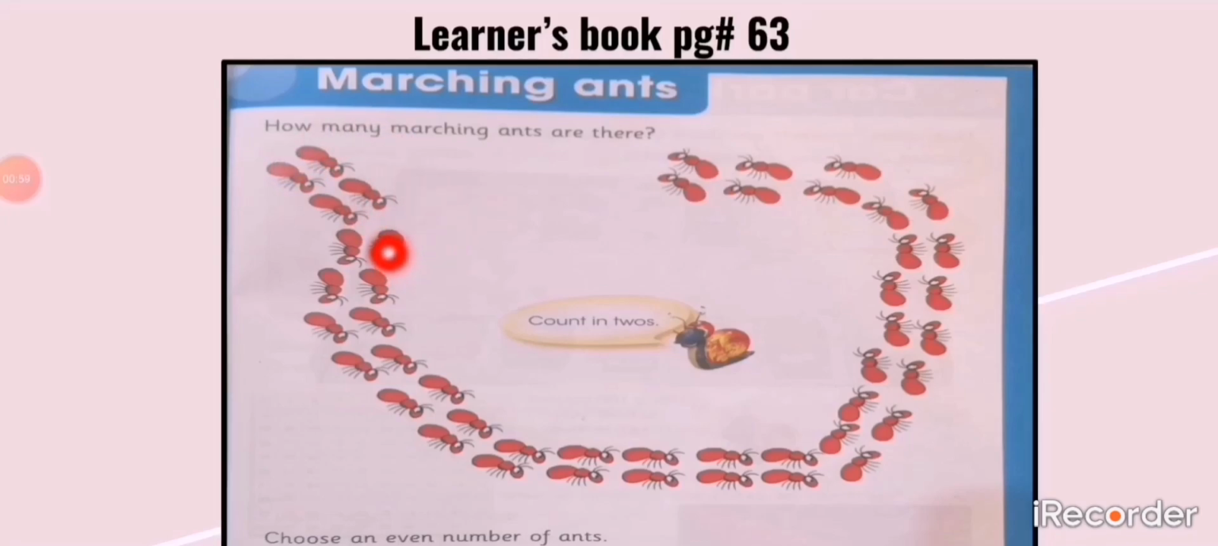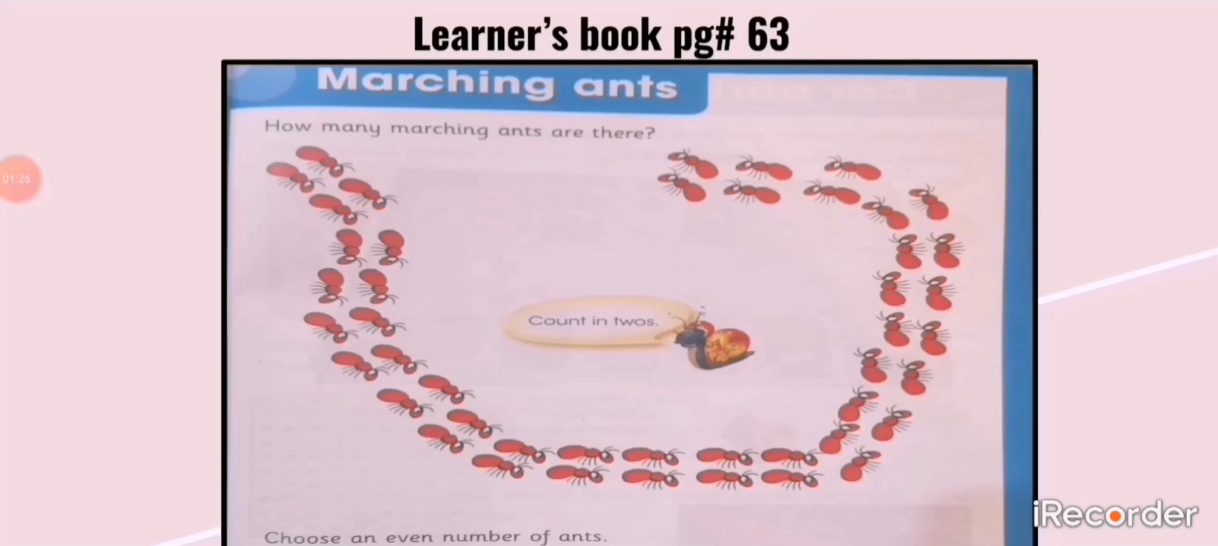2, 4, 6, 8, 10, 12, 14, 16, 18, 20, 22, 24, 26, 28, 30, 32, 34, 36, 38, 40, 42, 44, 46. There are 46 ants here.